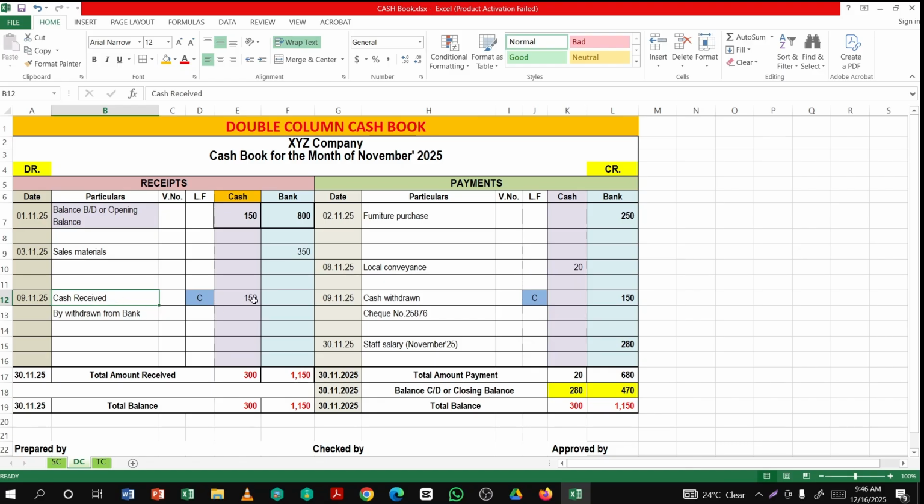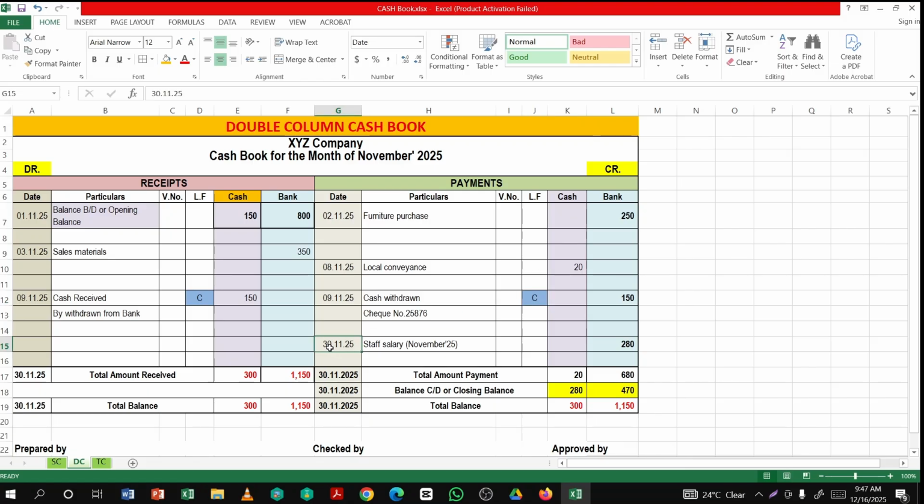Cash receipt 150 amount. This amount is not an expense, just a transfer from bank to cash. Company cash balance does not change. This amount is posted in double column cash book on both sides. That's why it's called contra.